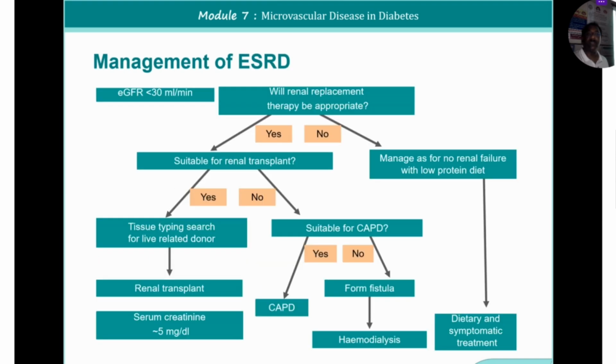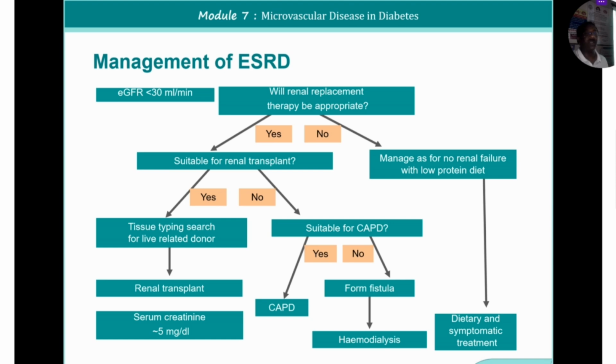So this is how to manage the ESRD. So GFR less than 30. Will renal replacement therapy be appropriate? No. Manage as per renal failure with low protein diet and symptomatic treatment. Suppose renal replacement therapy is needed. Yes. Suitable for renal transplant. Yes. Tissue typing, renal transplant, and keep the creatinine level around 5.